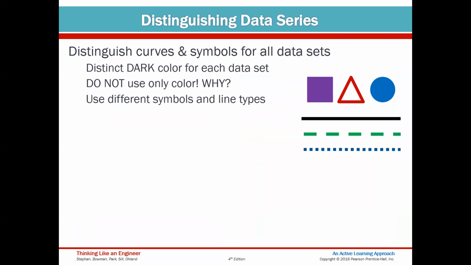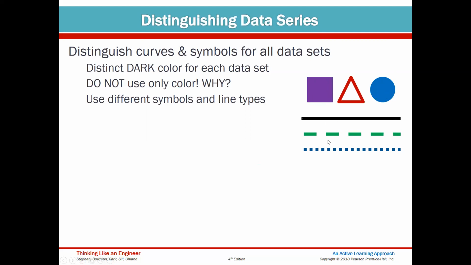In doing so, you distinguish your curves and symbols for all of your data sets. In the case here, we've got a purple square, a red triangle with a white center, a blue circle. All of these could be used on a single graph to differentiate between data series. You want to use dark colors so that they stand out on your graph. Color alone is not sufficient to differentiate. When we get to theoretical, we have different line styles and different colors.